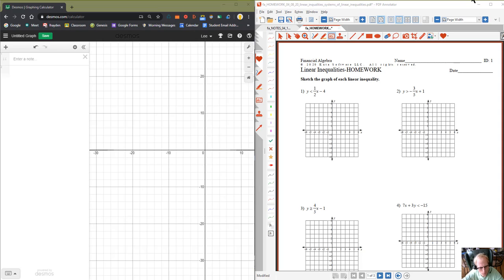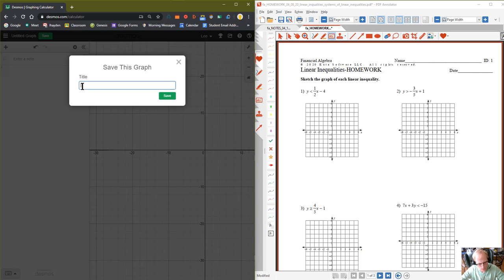Today I'm going to do the homework that was due today, except I'm going to do it in Desmos. And tomorrow's homework is going to be the even numbers. I want you to do them not on paper, but in Desmos, then share your project with me. So I'm going to go in to Desmos. Make sure you sign in whenever you use Desmos. And I'm going to call this graph linear inequalities, homework, odd numbers.